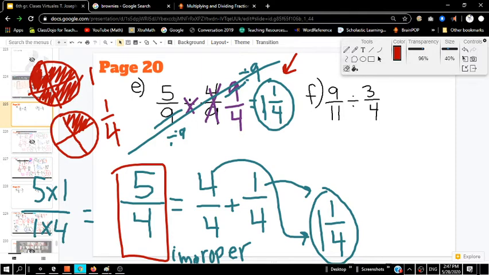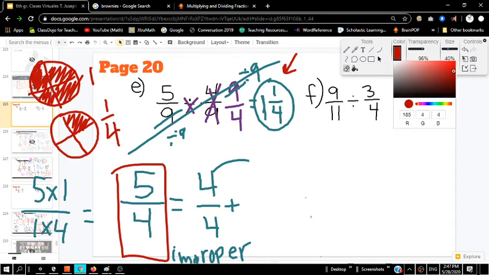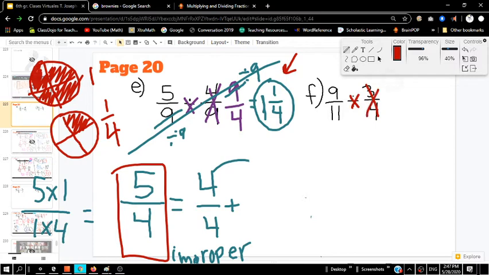Okay, I'm going to erase a couple of spots just here, so I have a little bit more space to do the next problem. All right, our next problem says 9/11 divided by 3/4. Now 9/11 divided by 3/4 is the same thing as multiplying by its reciprocal, like we've been doing before. So multiply by 4/3. And I could simplify if I wanted to.